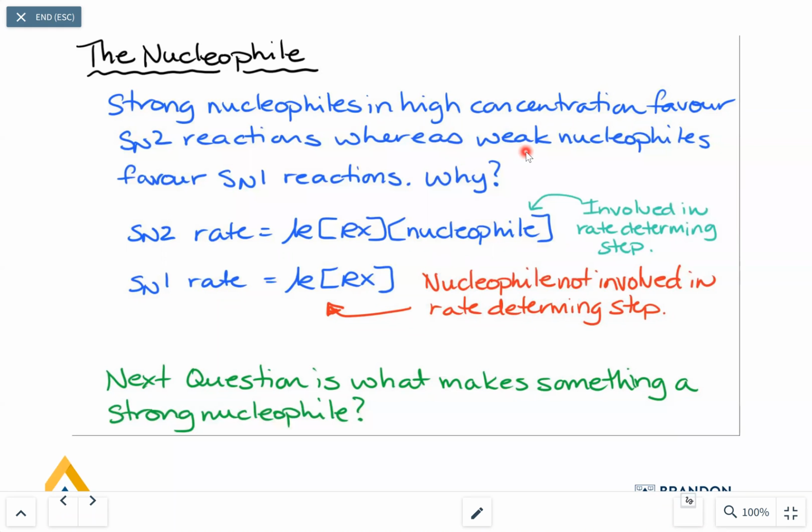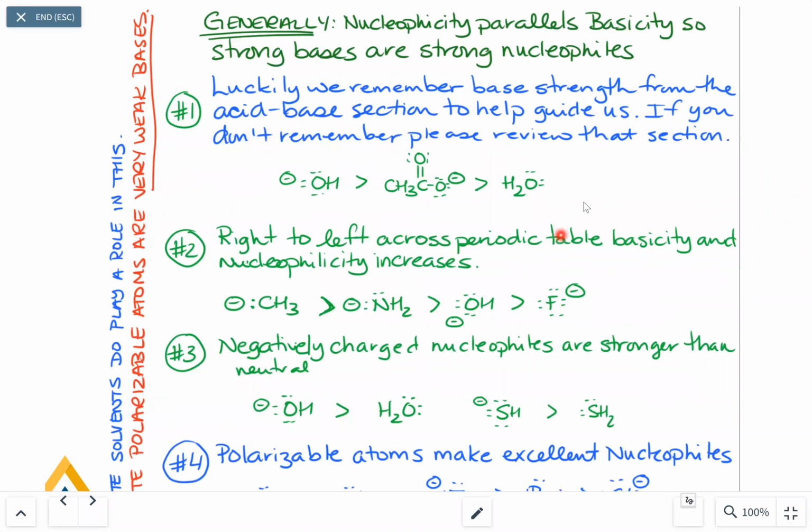But that brought us to our question: what makes something a good nucleophile or a bad nucleophile? And we went over the steps. Nucleophilicity typically followed basicity, and we'd already done all the basicity stuff at the start of the term.